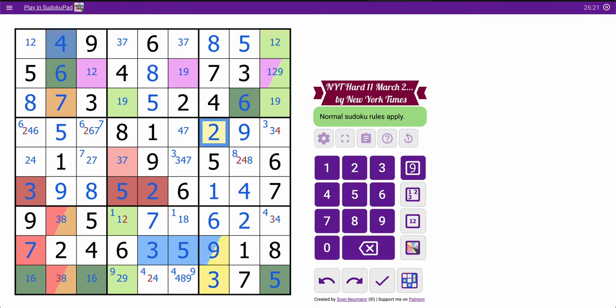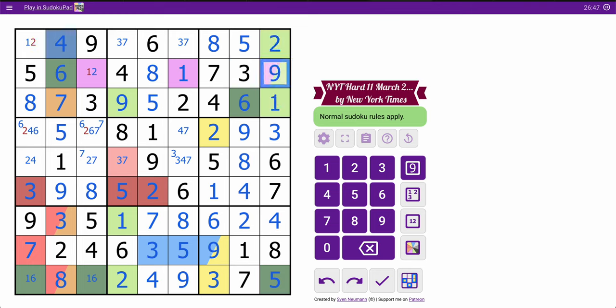3, 2, 3, 8, 4, 1, 8, 4, 9, 2, 8, 3. Okay, 1 looks up in column 4, which sorts out 9, 1. 1, 2, 9, 2, 1, 6, 1, 7, 6, 4, 2, 3, 7, 4, 3, and 7, and that should be it.